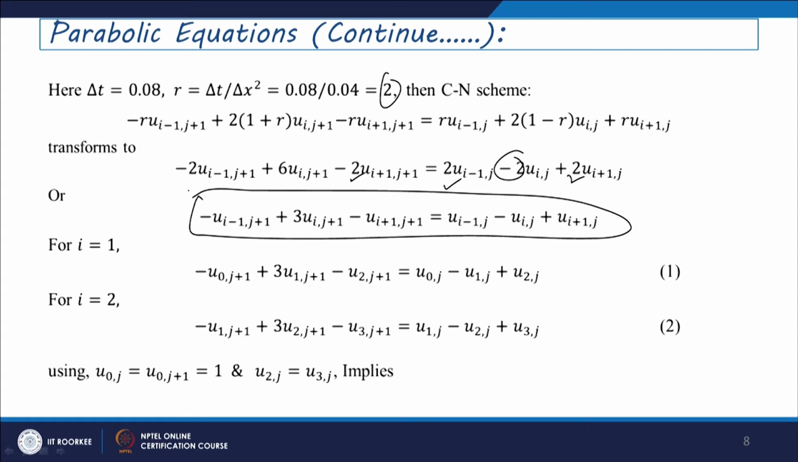So, for i equals 1, we are at the boundary: u0 j plus 1, plus 3 u1 j plus 1, minus u2 j plus 1, and again we are at the boundary: u0 j minus u1 j plus u2 j here.